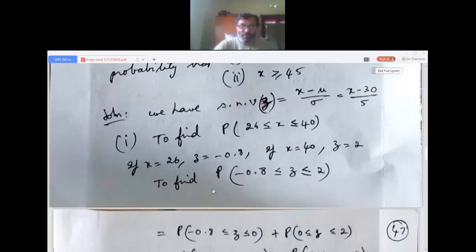So we have to find P of minus 0.8 less than or equal to z less than or equal to 2. This is the question.